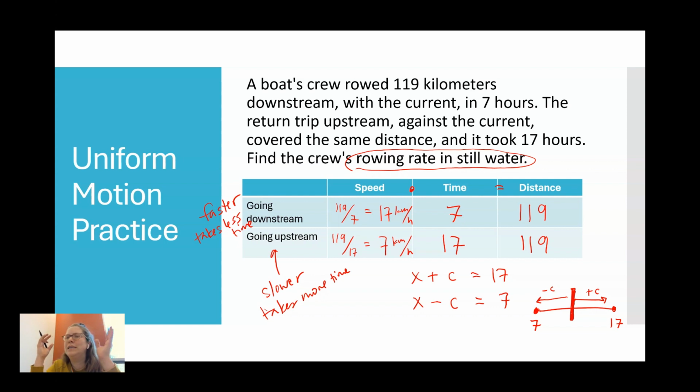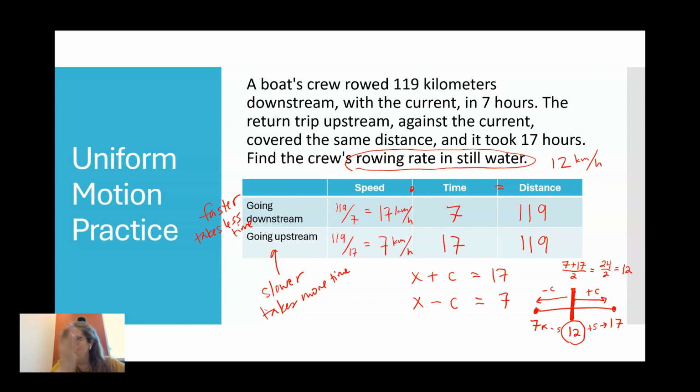And so we're going to find the average right in between 7 and 17, and to do that we just add them up and divide by 2. So when we do that, we'll get 24 over 2 is 12. And we'll double check. Is it true, 12? It's plus 5 to go this way, and it's minus 5 to go this way? Yes, that works. So their rate in still water is 12 kilometers per hour. And if anyone cares, the current was 5 kilometers per hour.